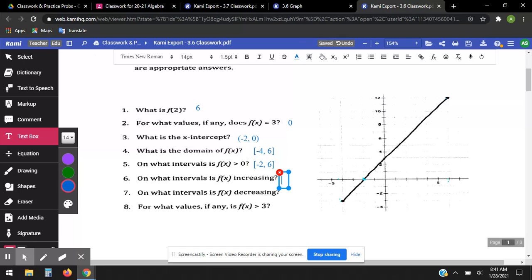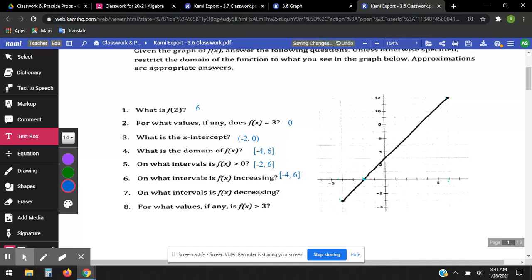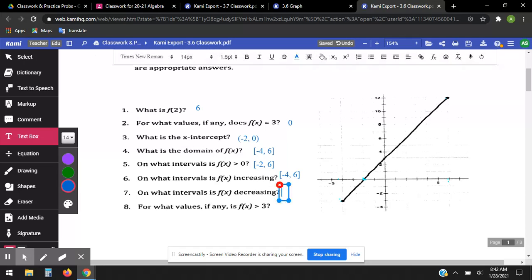All right. On what intervals is f of x increasing? Well, it's only increasing going from left to right. So we can put the whole domain on there. So all the way from -4 to +6, it's increasing all the way across there. What intervals is it decreasing? Well, we don't really have any because we just said it was all increasing, so that would be none.